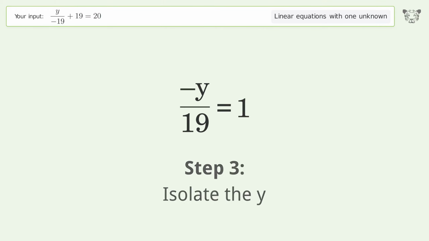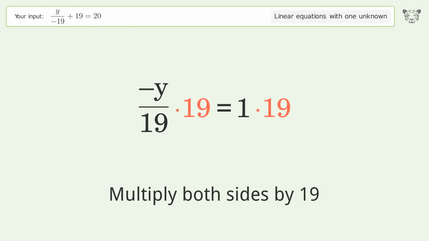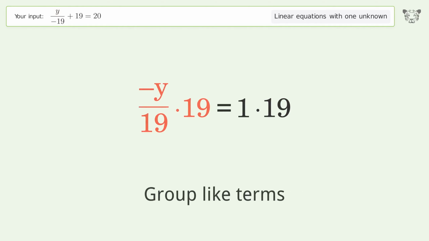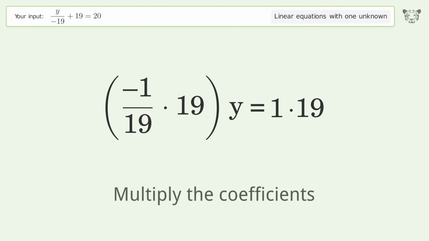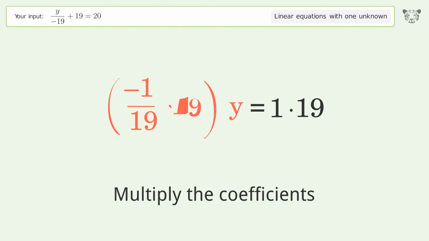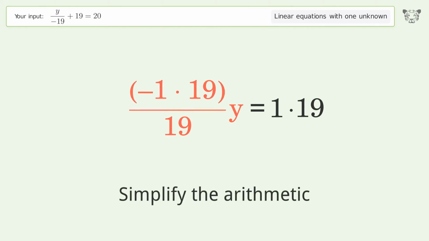Isolate the y. Multiply both sides by 19. Group like terms. Multiply the coefficients. Simplify the arithmetic.